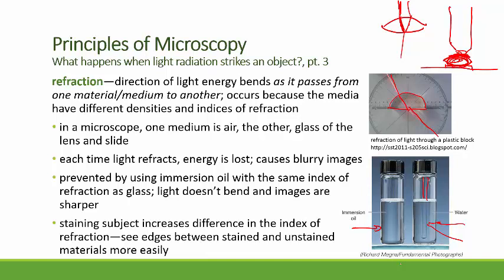Okay, so we use immersion oil as a means of preventing refraction and maintaining image clarity. We also stain subjects, so we'll play around some with staining when we are in the lab this week. As we stain, we are changing the index of refraction, which makes it easier to see the edges between the material that's absorbed the stain and the material that isn't stained in the slide.